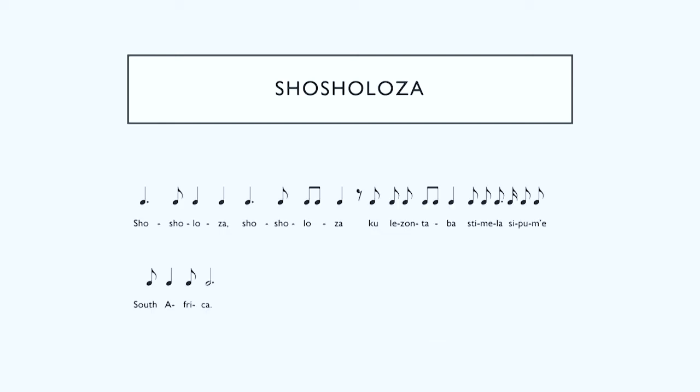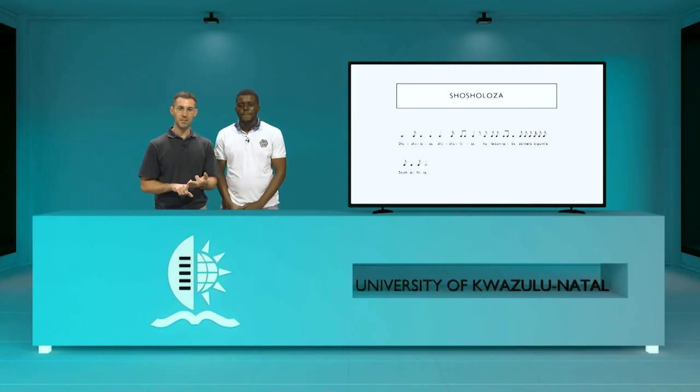Now let's listen to a song which all of you will know. I'm sure most of you, at least not all of you, will know, SHOSHOLOZA. This song has dotted notes, it has quavers, and it has a semi-quaver in it. So it's got everything that we've learnt about in this lesson. I'm going to sing it for you now and see if you can hear what's going on related to what we've learnt. So here goes.